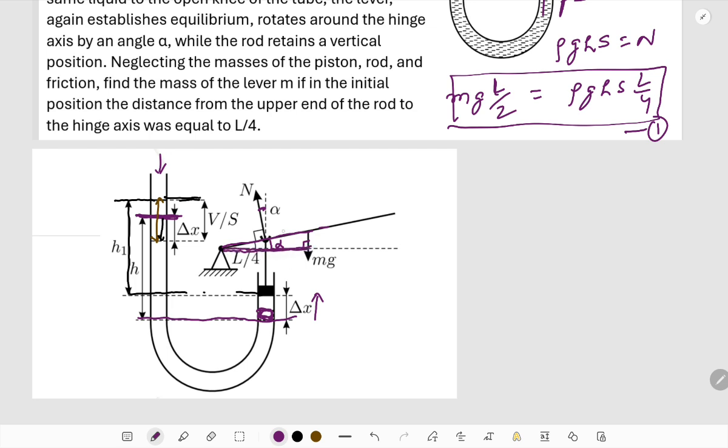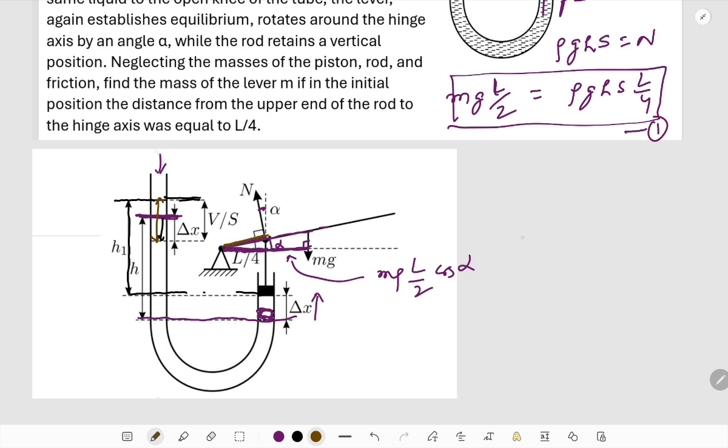You can see each of the things, but we need first to find the lever arm of this mg, and this is L by 2 cos alpha. The lever arm of the mg is this length, and the torque is mg L by 2 cos alpha. And what about the lever arm of the normal reaction on the rod? Initially it was this length, L by 4, but now it has moved somewhere, so this has become the new lever length.